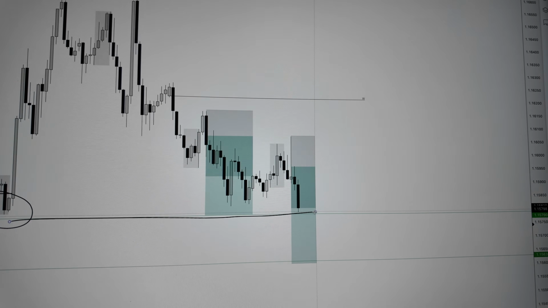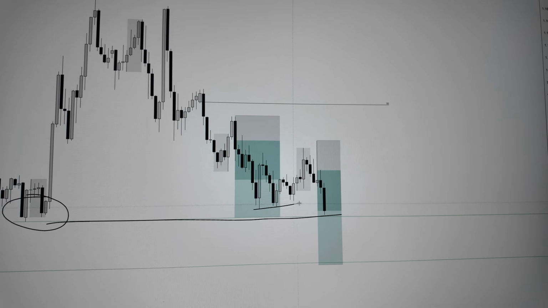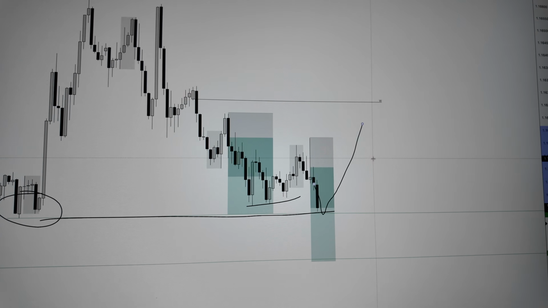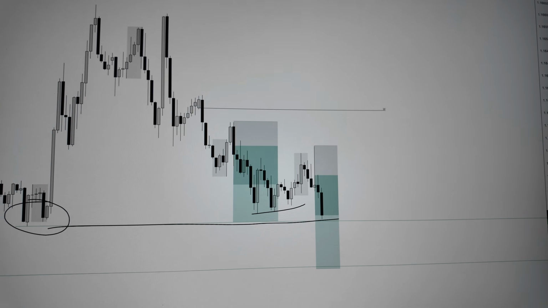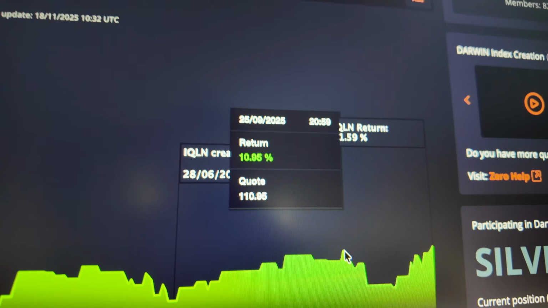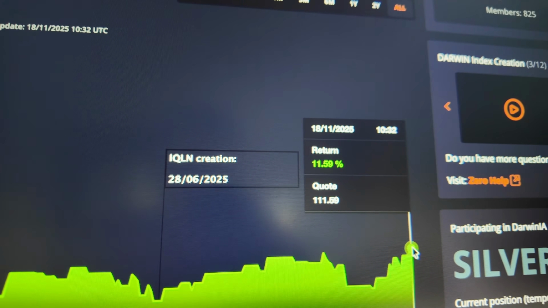If we actually take out these levels, obviously we've just cleared all of this, so we could easily do that. And we'll see what happens. The game is the game. My last high watermark was 10.95. We're now vibing, as it stands, at 11.59.